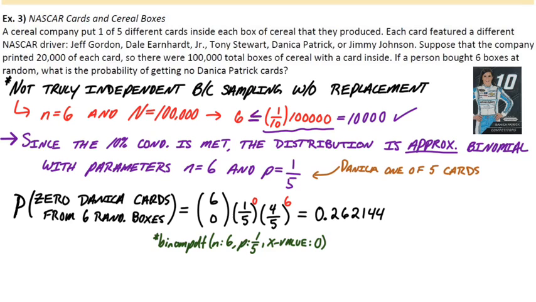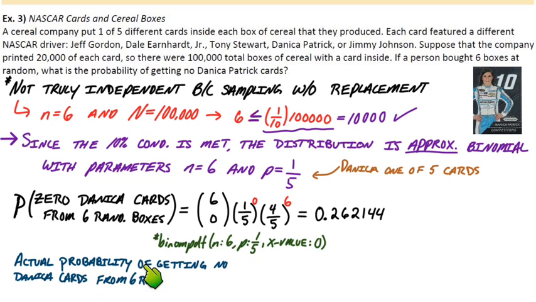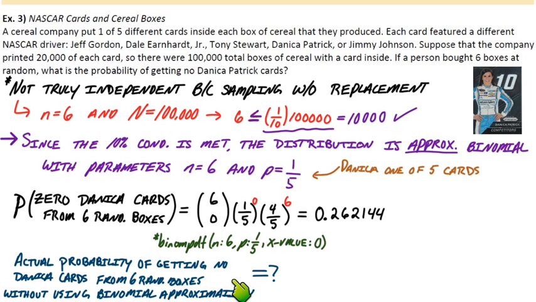And the reason being, we said that this wasn't truly independent, because we didn't sample those 6 boxes of cereal with replacement. So what if we looked at not making this a binomial case? What's the true probability? What's the actual probability of getting no Danica Patrick cards from 6 randomly selected boxes without using that binomial approximation? In other words, without assuming that they got replaced somehow. So let's say we had 100,000 boxes of cereal to choose from. We're going to randomly choose 6 boxes.